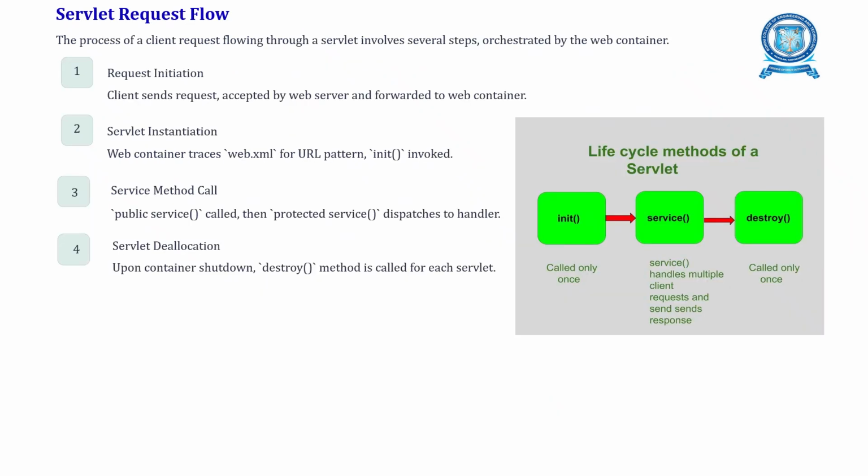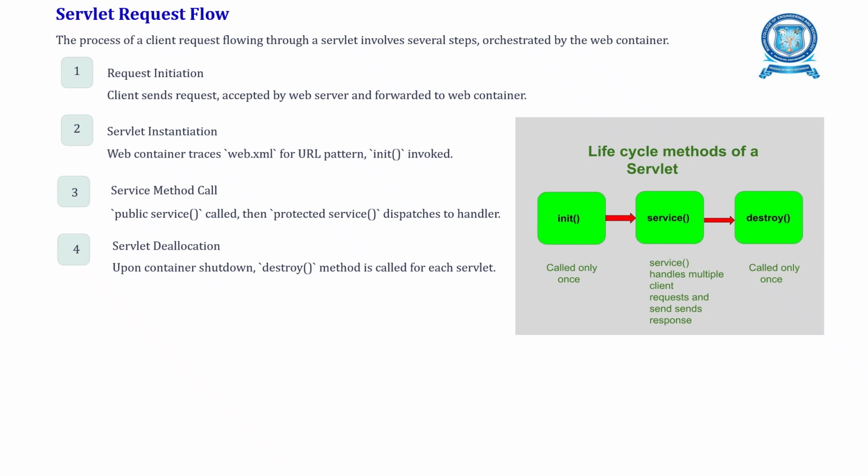Servlet request flow. The process of the client request flowing through the servlet involves several steps by the web container. Request initiation: the client sends a request, accepted by the web server and forwarded to the web container. Servlet instantiation: the web container checks web.xml for the URL pattern. The init method is invoked and the service method is called. The public service method is called, then the protected service method is dispatched to handle it. Servlet deallocation: upon container shutdown, the destroy method is called for each servlet.